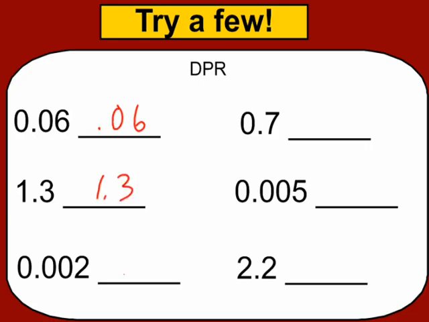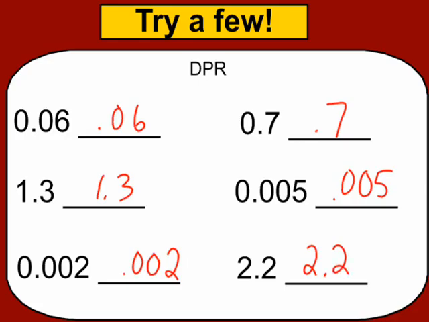I'm going to start by just writing these decimals on the line. We're going to convert them all to percents, and the process is exactly the same on every single one of them. We're just going to take that decimal and move it 2 to the right. So 6 hundredths would be 6%. 1.3, 130%.